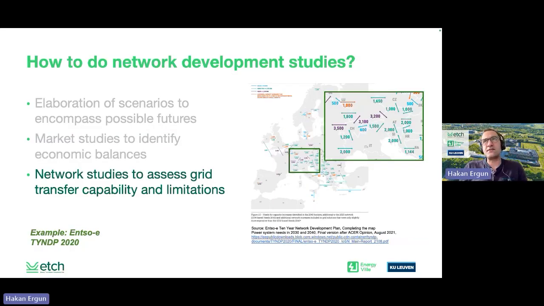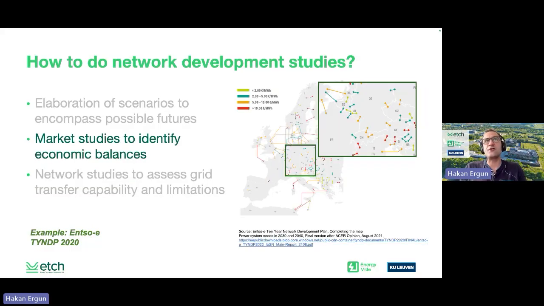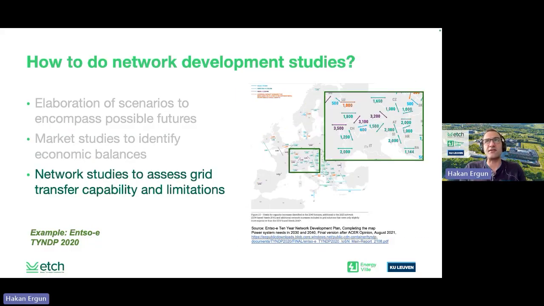And in the very last stage, one can then also try to understand what the grid transfer capacity is that we have, and also what the bottlenecks are, which eventually cause these different price divergences. And one could also try to understand how much additional capacity should be built in order to actually resolve this.